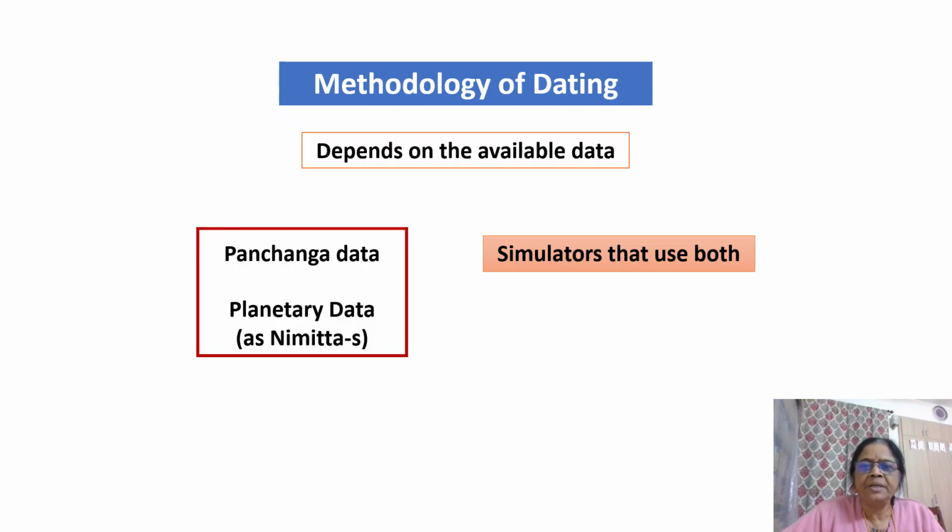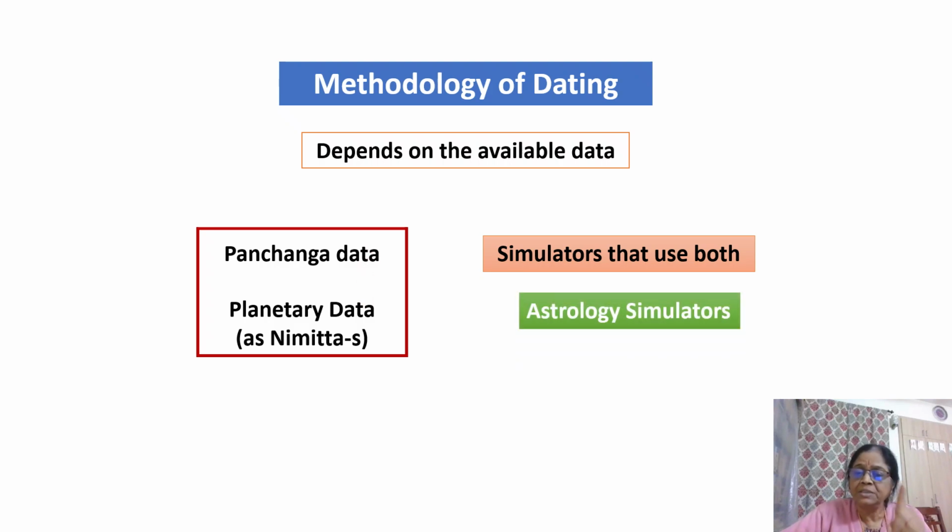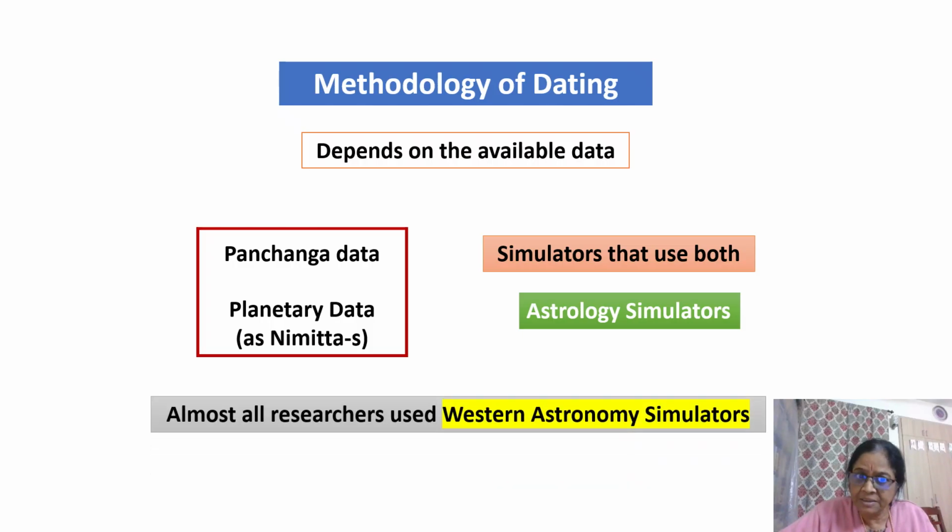And this methodology depends on the available data. The available data is panchanga data and planetary data, which are given as nimittas and of course as yuddha prashna. And so the simulators are only handy for us to find out the date. What kind of simulators use both the panchanga data and planetary data? Only that can be used. So only astrology simulators are useful for dating Mahabharata, not the Western astronomy simulators, because they don't use the Panchanga data, and their data of the zodiac is also different.